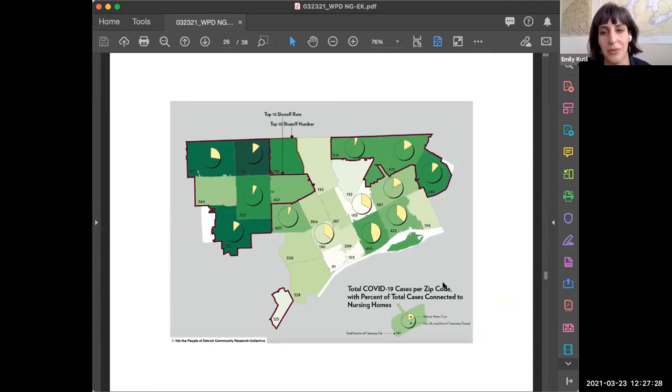So what can we learn from this research? We can't prove that water shutoffs are causing an increase in COVID cases. It's not a causal relationship that we're proving, but it does show that water shutoffs are disproportionately impacting elderly people and families in Detroit.